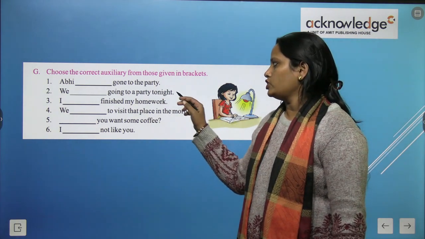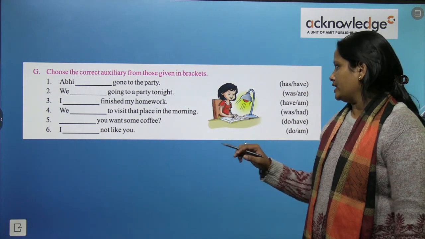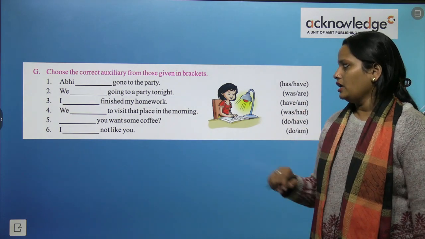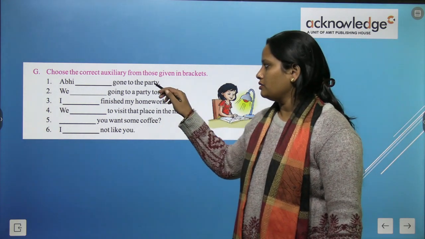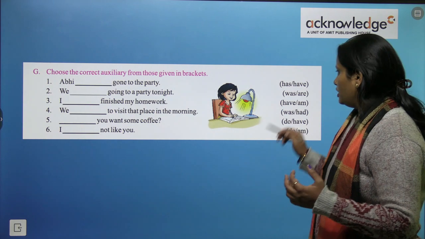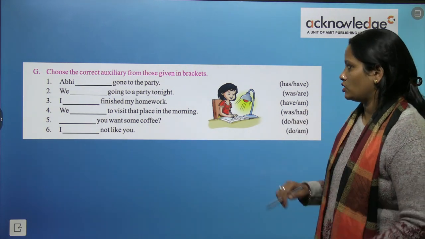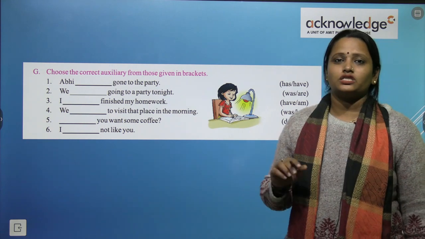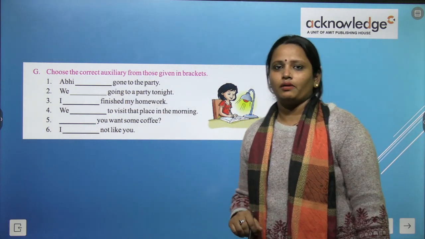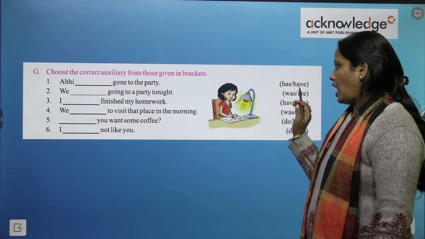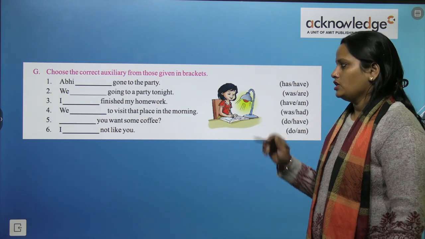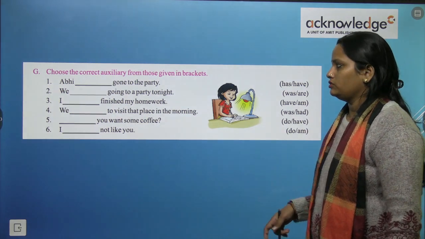We dash going to the party tonight. So we के साथ हम use करेंगे are. अब आज रात की बात हो रही है और was हम कब use करते हैं जब कोई चीज past हो चुकी मीन्स बीत चुकी है और was is always used with singular, but यहाँ पे हम plural की बात कर रहे हैं. So we are going to the party tonight. So rest you have to do on your own.